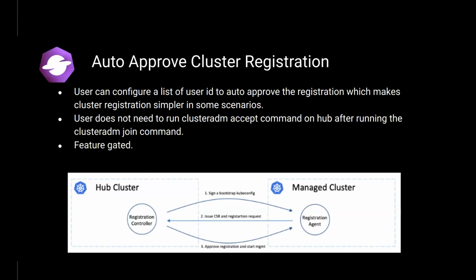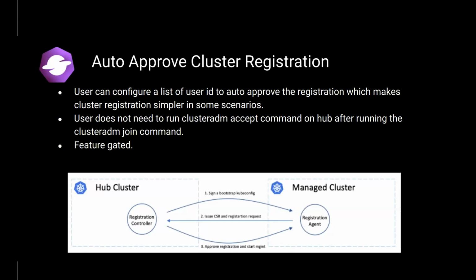But in some cases you are actually in a fully trusted network, so you want to simplify the process. In that case, you can enable the auto approval feature, and you can specify a certain username or a list of user IDs, so that when a cluster is registered with such a user ID, the cluster can be auto approved.